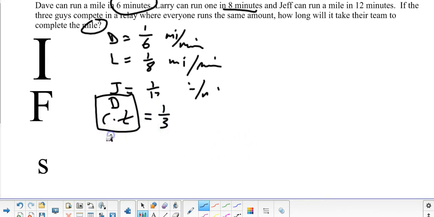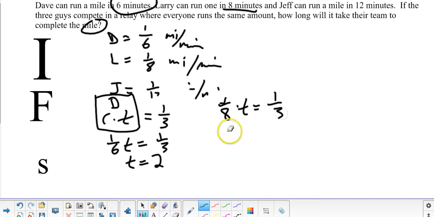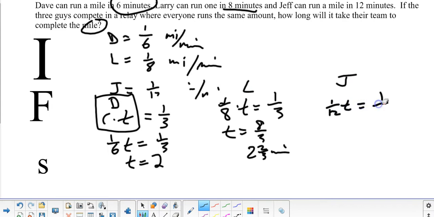All right, so if we do 1/6 T equals 1/3, his time is going to be 2 minutes. So Dave is going to run in 2 minutes. Larry is going to run 1/8 T equals 1/3, so Larry is going to run his in 8/3 or 2 2/3 minutes. And good old Jeff, 1/12 T is equal to his 1/3 of a mile, so his time is going to be 4 minutes. So if I add these up, it looks like it's going to be 8 2/3 minutes, or 8 minutes and 40 seconds.